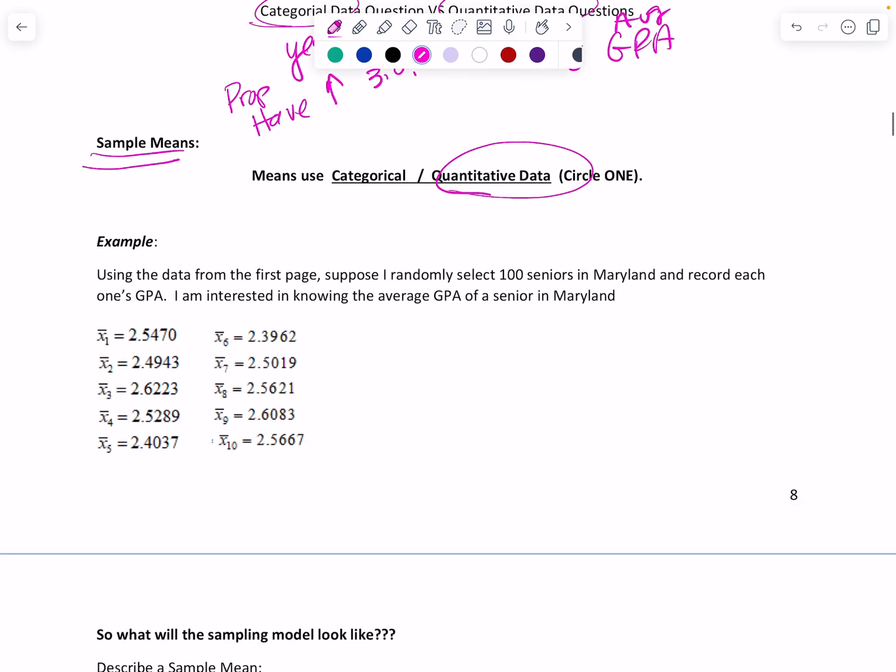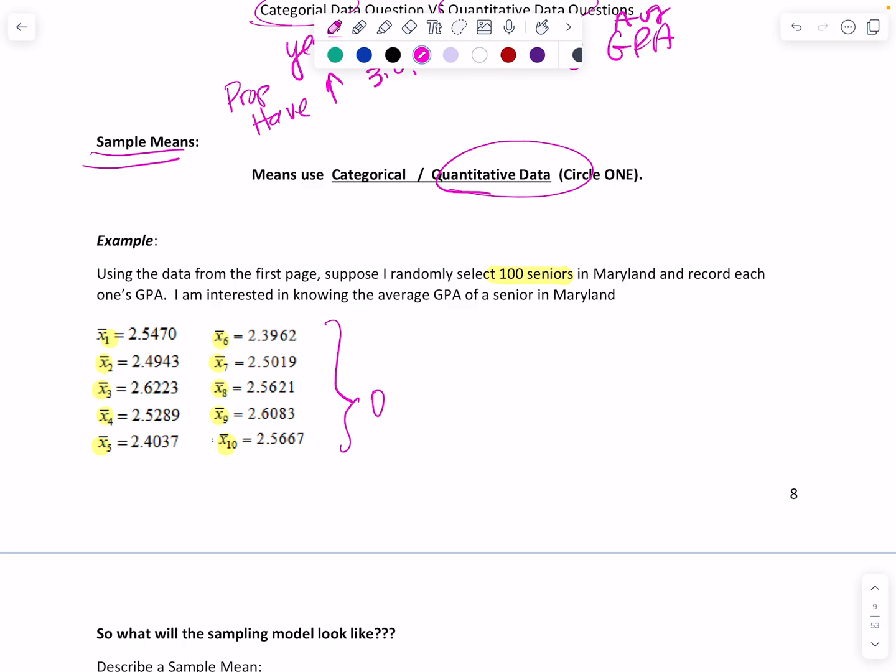You can see the example from the first page: I randomly select 100 seniors from Maryland and record one's GPA. Then I had 10 different people go out and get 100 samples, and these are the different samples they got. They all got 100 seniors, but they all got something slightly different. This would be quantitative data, and you would use the mean for this one, your X bar, is what you're going to be using.